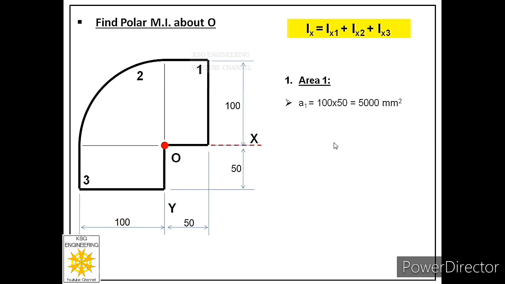Now what is the next step? Next step is we should locate its centroid. We know that for a rectangular area, the centroid lies at L by 2 and B by 2, meaning exactly in the center. So this distance is 25 and this distance is 50. Next step is from that centroid, we should draw its centroidal axis and keep that axis parallel to the main axis, that is the x-axis in this case.